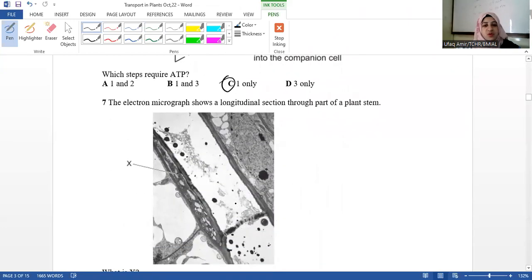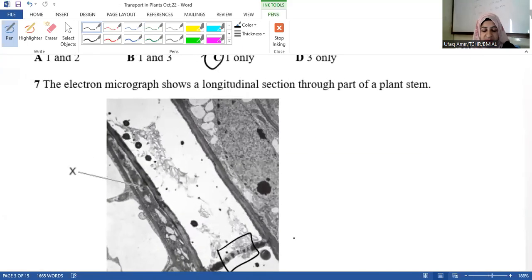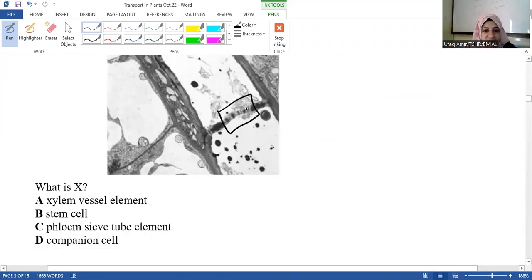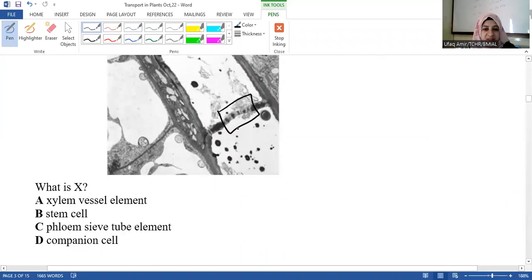The electron micrograph shows a longitudinal section through part of a plant stem. Now you can see that these are very broad, slightly hollow cells, where it seems as if there are fewer organelles and less cytoplasm. And especially if we focus on this area, if I enlarge it, this area represents sort of sieve pores. It seems as if there are pores over here in this area.